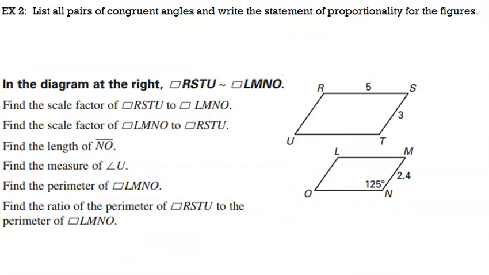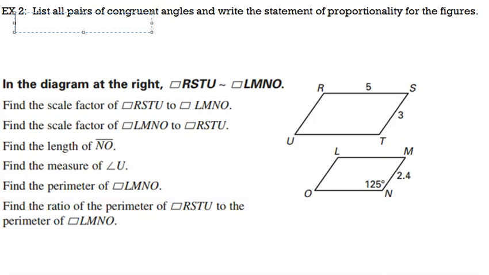All right, example number 2. We're going to use the diagram down below right here. And I made a little more room than you have. You can sort of squeeze in your answers in the margins or whatever you want to do. List all pairs of congruent angles and write the statement of proportionality for the figures. So now this one will be a little bit bigger. We are dealing with a parallelogram here. And so list all pairs of congruent angles.